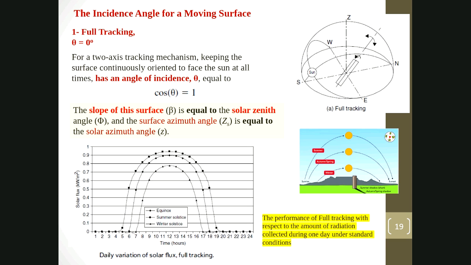Okay, if you make it for the full tracking here, you're going to follow it. It will be the beta and the surface angle, both of them, that will be changed for the full tracking. The beta and the azimuth angle. This is for full tracking.